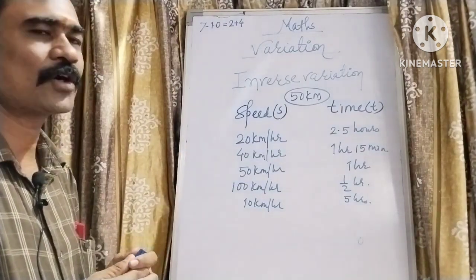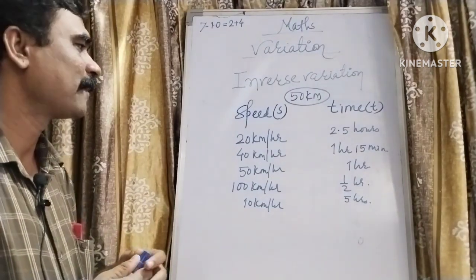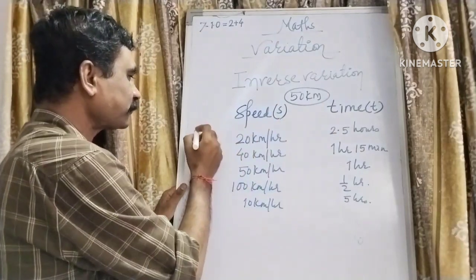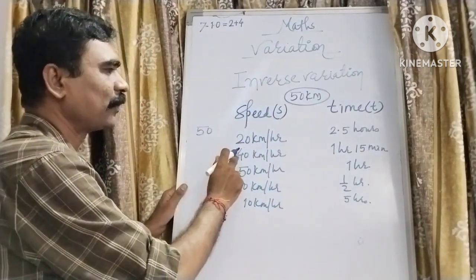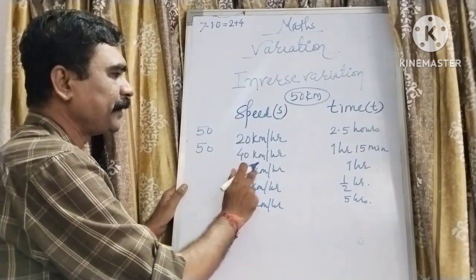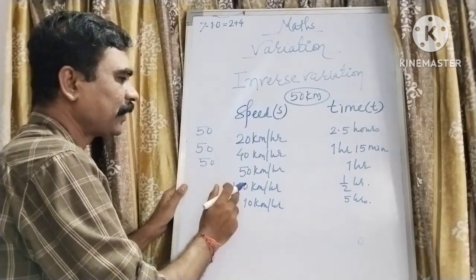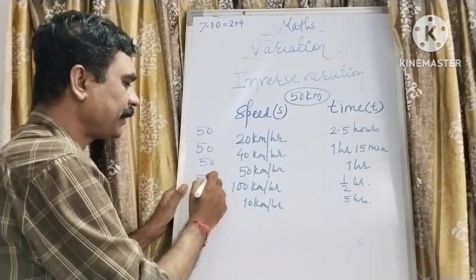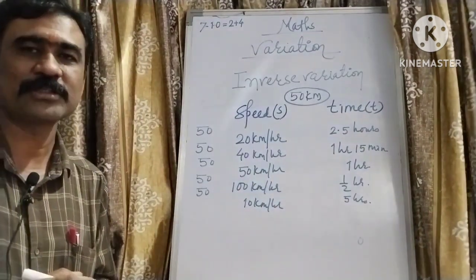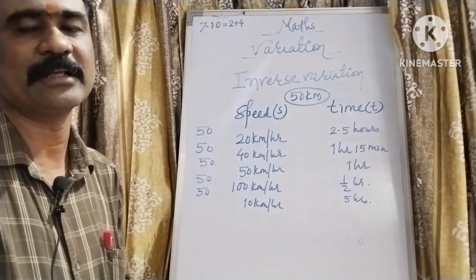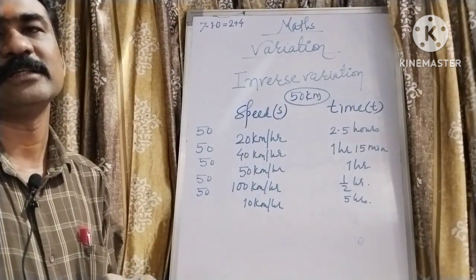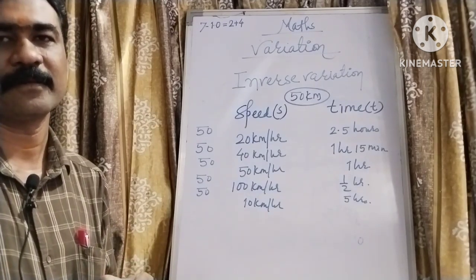Again you will see the constant of this variation. 20 into 2.5 is 50. 40 into 1.15 is again 50. 50 into 1, 50. 100 into half, 50. 10 into 5, 50. Means again here the multiplication is constant. Means in inverse variation, the multiplication of two quantities is always a constant.